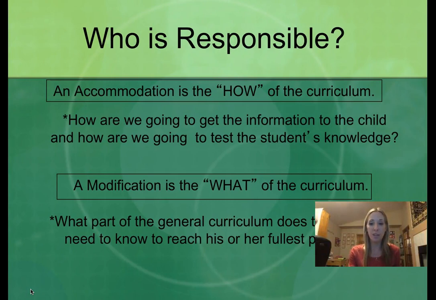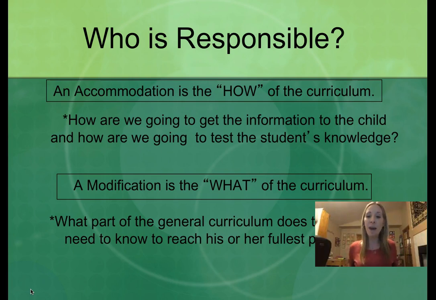Who's responsible for this? What does this mean? Who does accommodations? Who does modifications? An accommodation is really the how of the curriculum. So how are we going to meet that? How are we going to address that? Whereas the modification is the what of the curriculum. So the how is how are we going to get the information to the child and how are we going to test their knowledge? Whereas the modification is what part of the general education curriculum does the student need to know to reach his or her fullest potential.